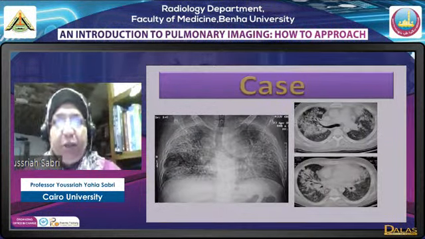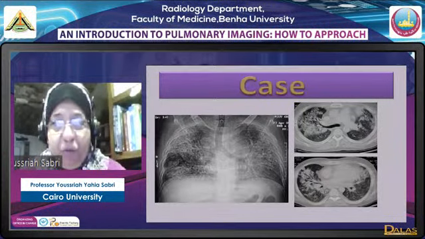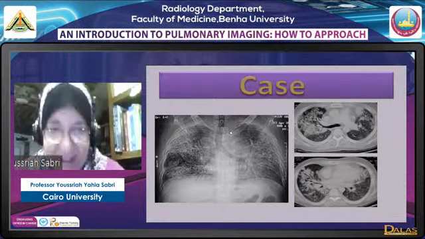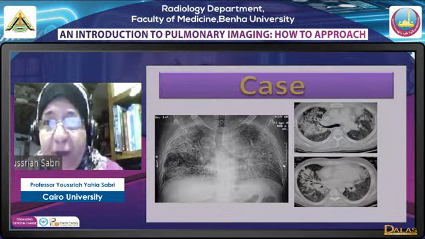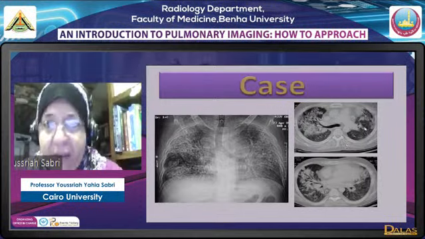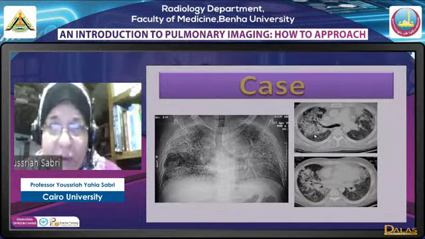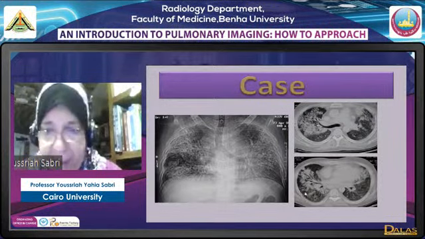Now we finish with lobar distribution of consolidation. We'll shift to another type of consolidation pattern, which is patchy. What do I mean here by patchy? Where the lesions are peripheral, the lesions are central. We can see air bronchogram, and the lucencies within are what we call air alveologram actually.